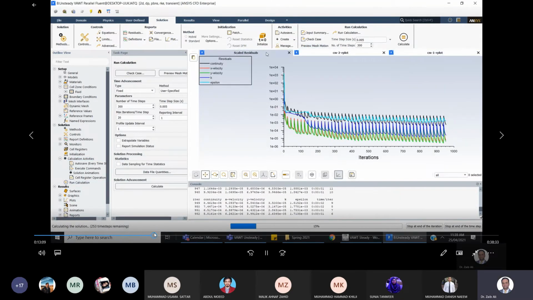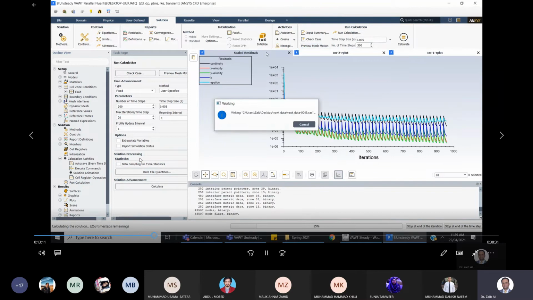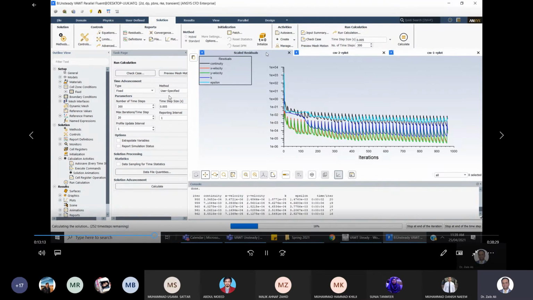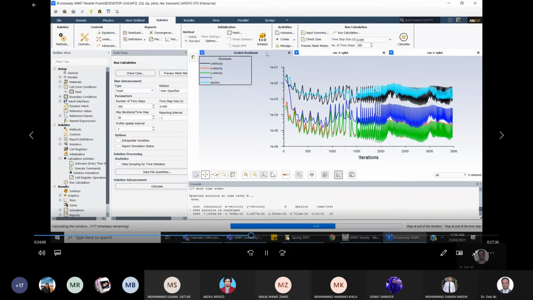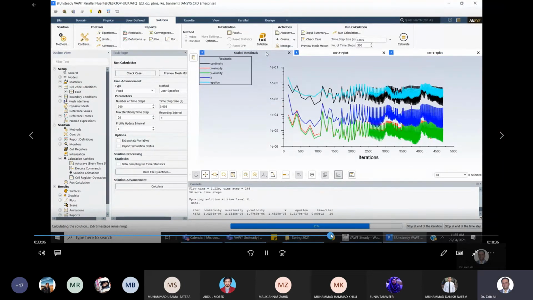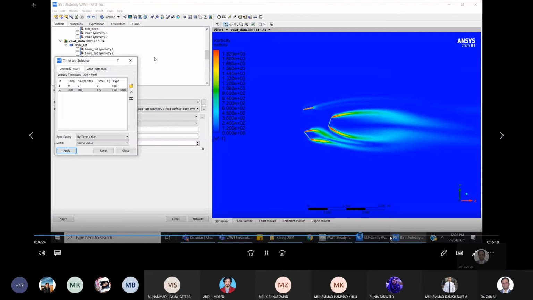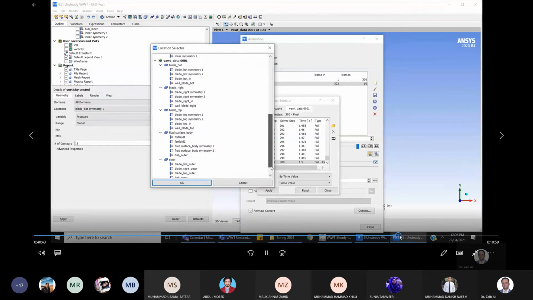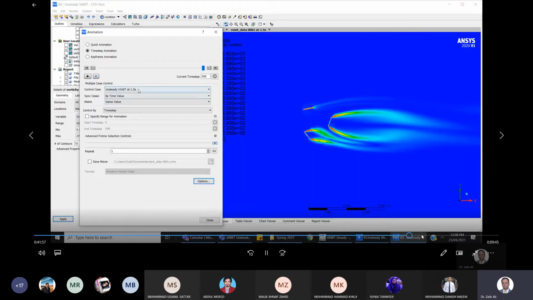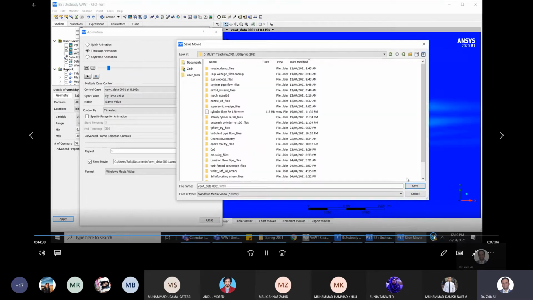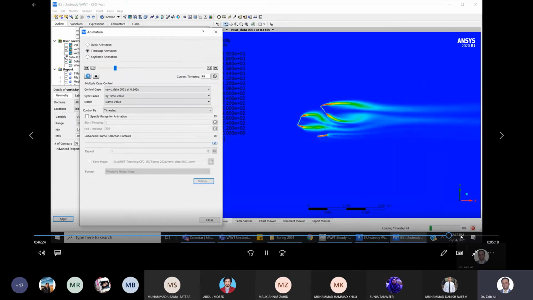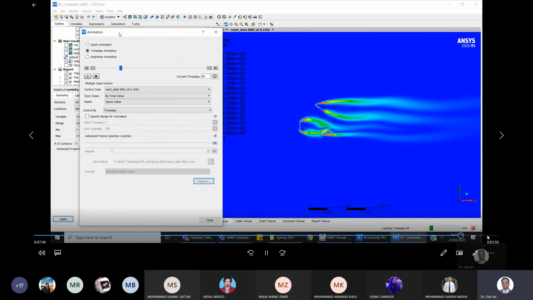Okay, so then you run the unsteady simulation. You set up the time step, number of time steps, and time step size, etc. And then you simulate this one. And here you can set up the animation properties and save that to a video.